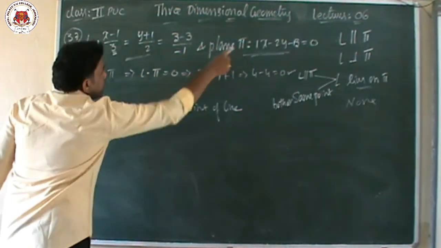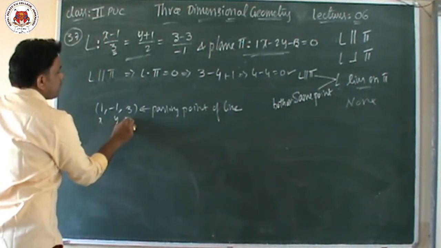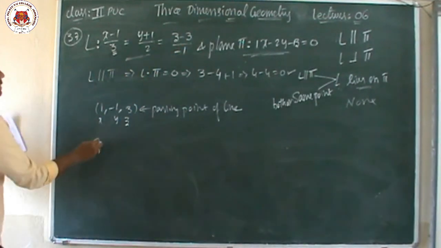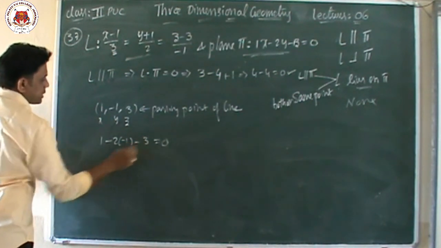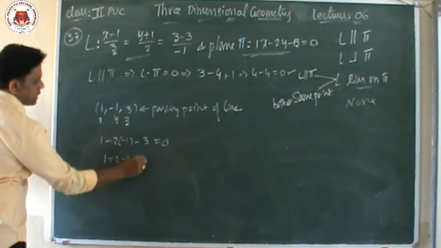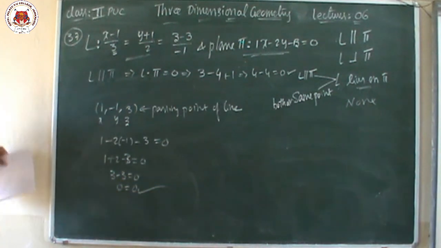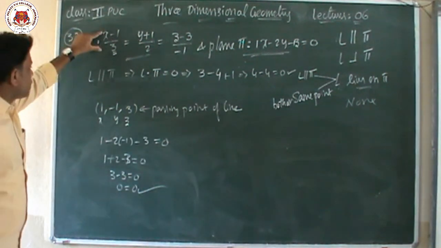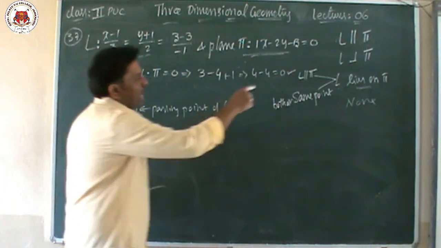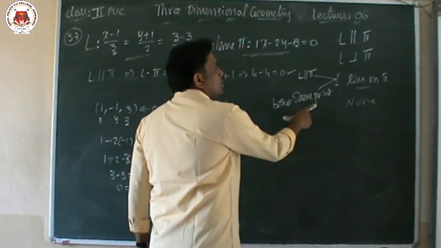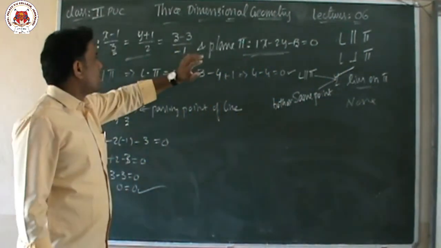Now, if this plane is also passing through the same point, then we can say it lies on the plane. Passing means in the place of x, y, z in the plane, substitute: in the place of x, 1; in the place of y, minus 1; in the place of z, 3. So 1 minus into minus plus 2 minus 3, so 3 minus 3 equal to 0. 0 equal to 0, yes, it is satisfying. It is satisfying means the plane is also passing through the same point. So the line and plane are both passing through the same point and the line is parallel to the plane. Then what is the meaning? The line lies on the plane.